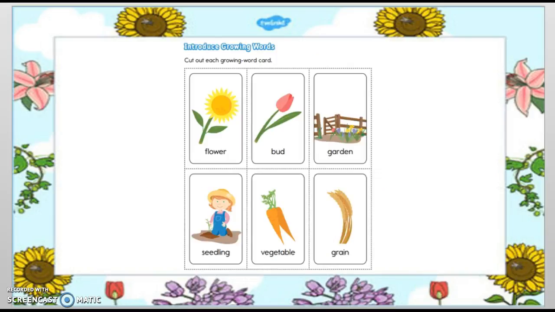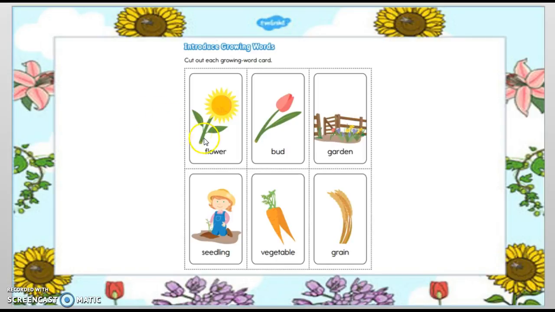All right, friends, we are ready to get started. If you can turn in your activity book to page 61, this is what you will see. Introduce growing words. There are 6 pictures on this page, and I want us to talk about what each of these words mean. These are our new vocabulary words for this lesson.